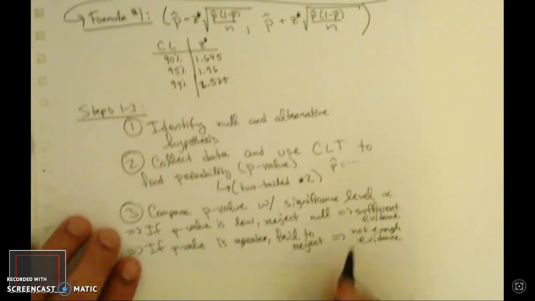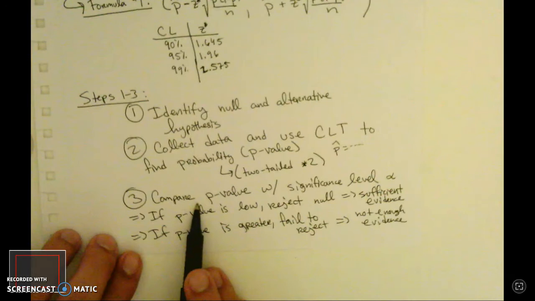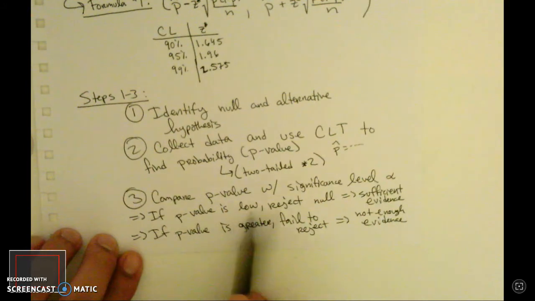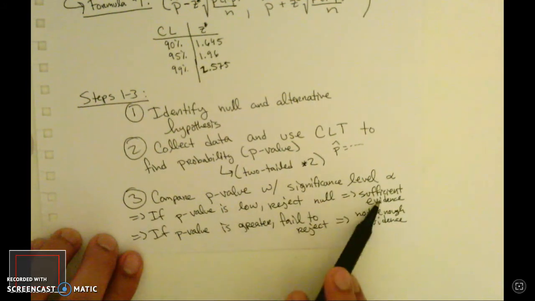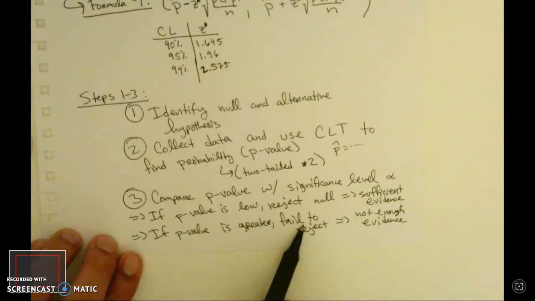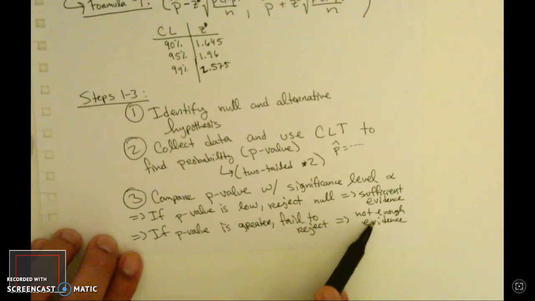Okay, and then after that, once we find our p-value, we compare it with the significance level alpha, and this is usually given to you. If the p-value is low, we reject the null, right? So we say that we have sufficient evidence to support our claim. If the p-value is greater than alpha, then we fail to reject it. So we cannot reject the null, so we don't have enough evidence, okay?